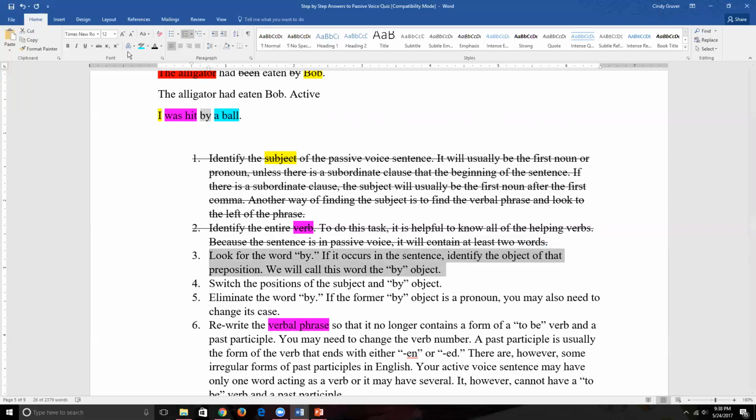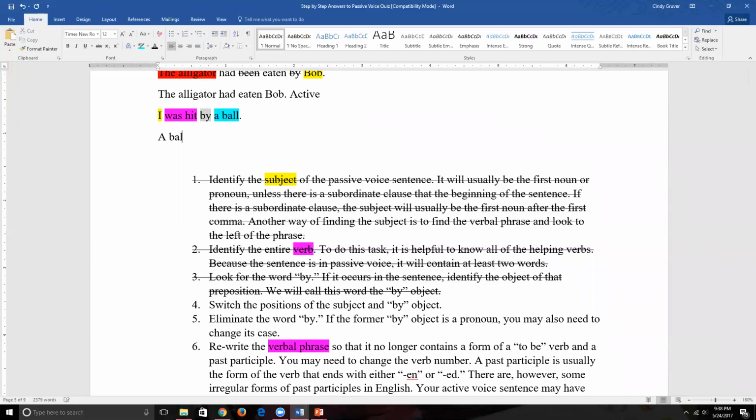We've identified all of our parts. Now we're ready to do the switch. We're going to switch the blue, which is the object of the preposition, with the yellow. A ball was hit by I. So we've done that. Doesn't sound right. It's far from right, but that's an intermediate step. Now we're going to eliminate the word by, our gray text right here.